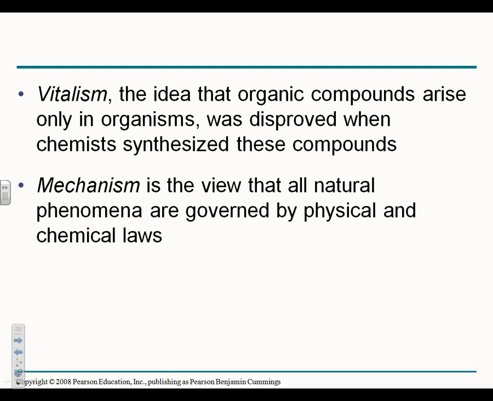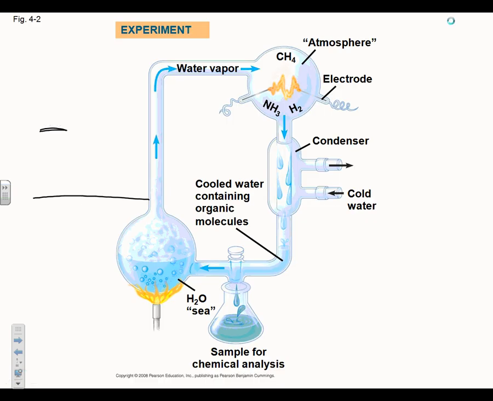Now I want to talk about two terms. The first term is vitalism. Vitalism is the idea that organic compounds arise only in organisms, and it was disproved by chemists who concluded that carbon compounds could actually be synthesized in a laboratory setting. So vitalism, again, is the idea that organic compounds can only come from living things. Now, as years progressed and chemists began to study these organic compounds, mechanism became the accepted view, that all natural phenomena are governed by physical and chemical laws. So what does that mean? It meant that these carbon compounds could indeed be produced in a laboratory setting.